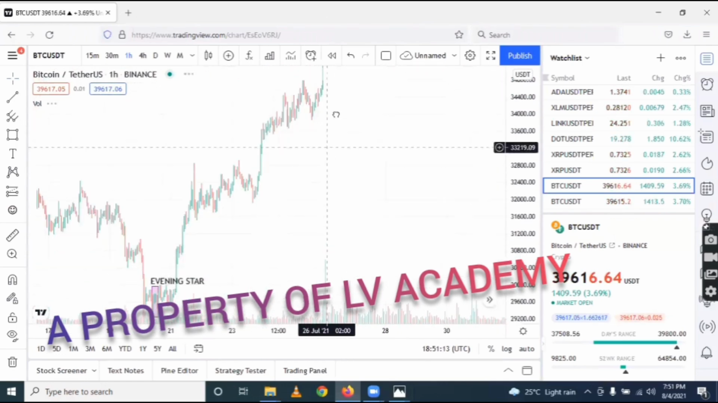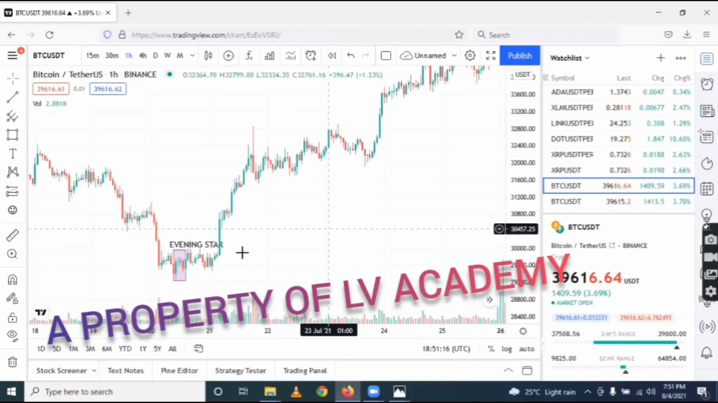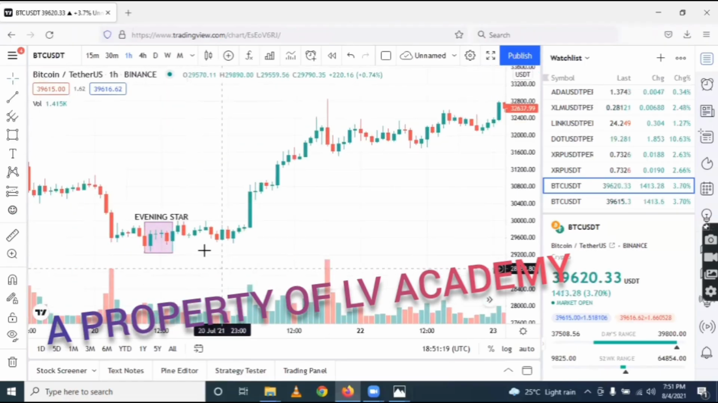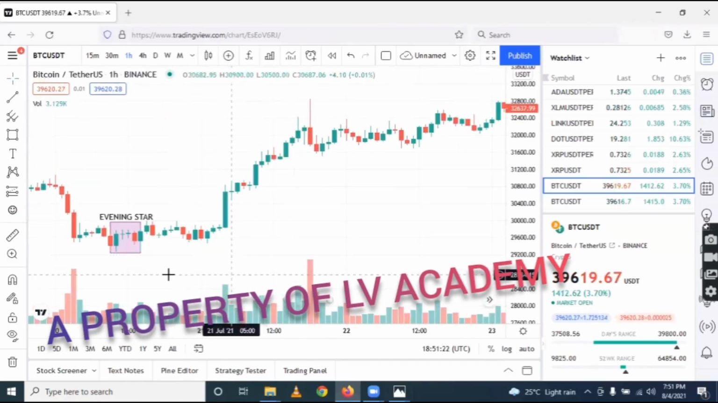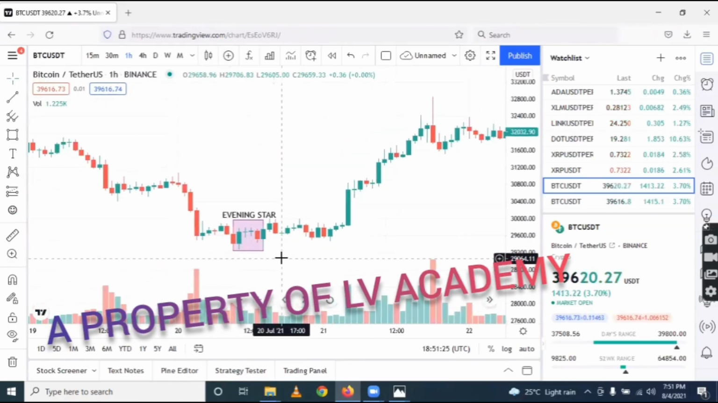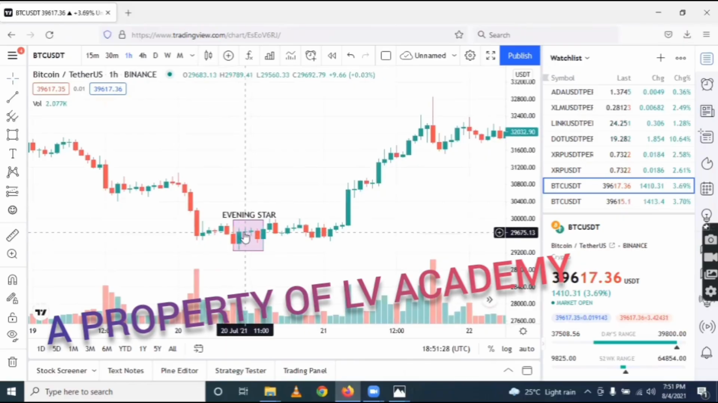I spotted the time. This is the evening star. See it here. You see a bullish and a bearish one. As you can see, indecision and a bearish candlestick. So like I said earlier, you don't trade candlestick patterns alone, because nobody's father owns the market.